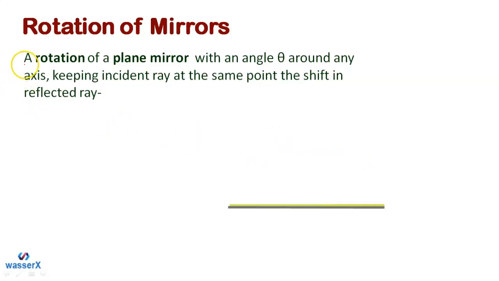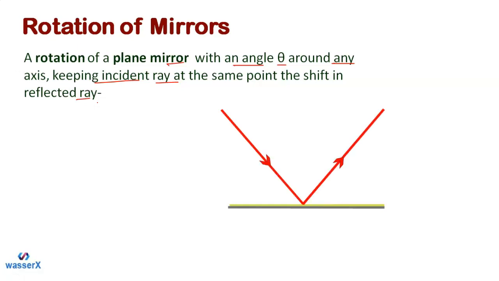Basically, a rotation of plane mirrors by an angle, let's say theta, around any axis, keeping the incident ray constant. So in this case, students, we are keeping the incident ray at a constant point and we are still rotating the mirror by a certain angle. At the same point, what would be the shift in the reflected ray? That's the point that we are going to find out here.